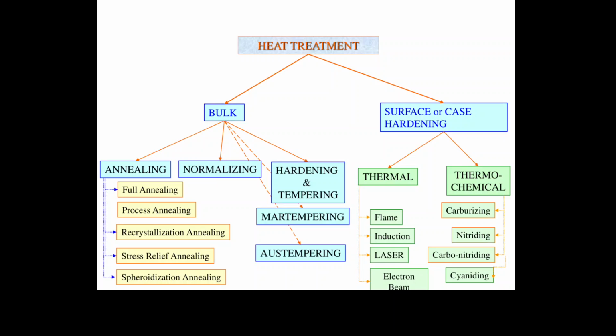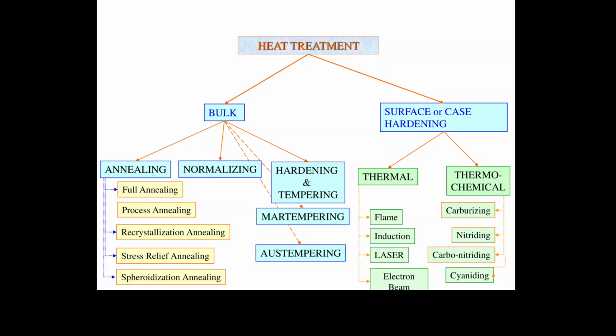The remaining one is surface or case hardening. The previous processes are bulk hardening processes. Bulk hardening means the whole material fully changes its properties. But in surface or case hardening, only the particular surface has its structure or properties changed. It can be done by two methods. One is thermal methods, another one is thermochemical methods.